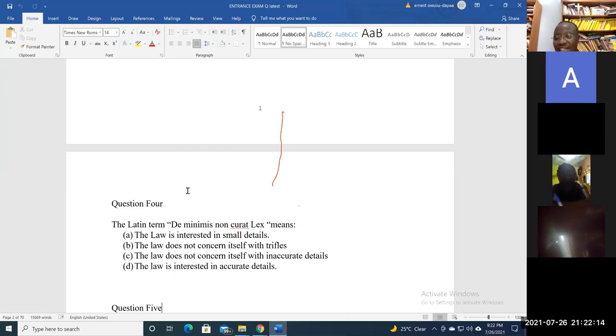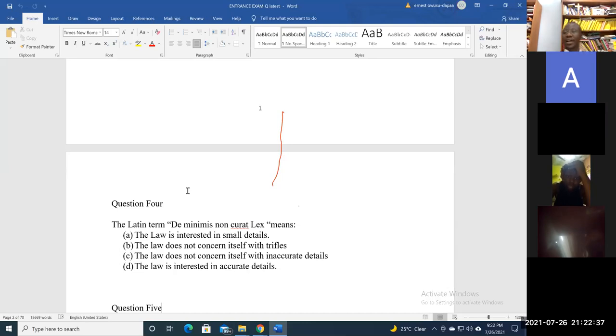You have to understand what it means. So, for example, if you were given audi alteram partem, you have to know that it says you hear both sides, listen to both sides of the matter before you judge.